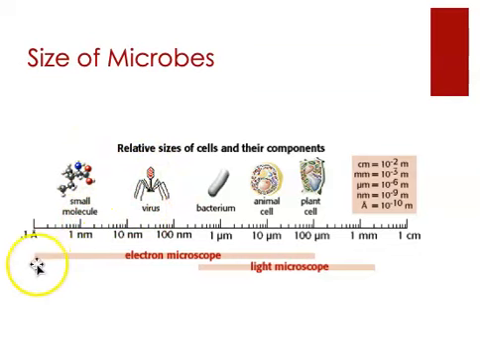Now, the other thing I want to point out is what's under the scale. These bars represent the range of sizes that can be viewed using different types of microscopes. So this bar represents what we can view using a light microscope. And this bar represents what we can view with an electron microscope. Notice that the two bars overlap each other, number one. So yes, it is possible to see some things with a light microscope that we can also see with an electron microscope. We would just see them in better detail with the electron microscope.